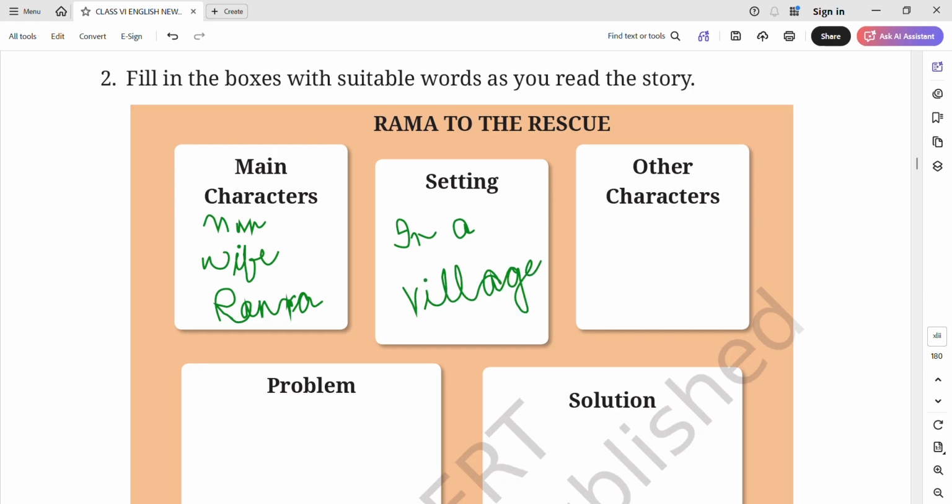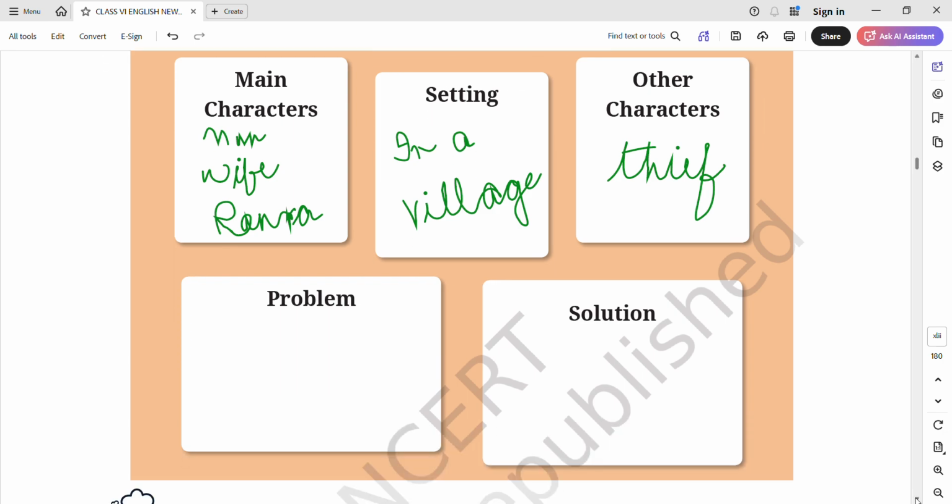Okay. Now coming to the next, other characters. Who are the other characters? One more character was there, thief. Coming to the next, what was the problem that they were facing? The problem was that a thief was there in the home.